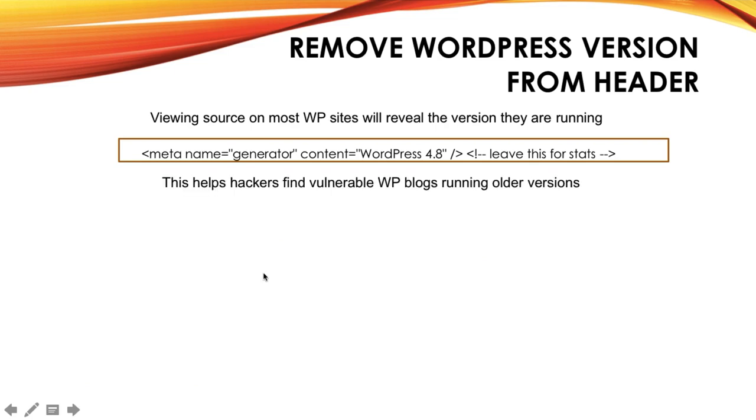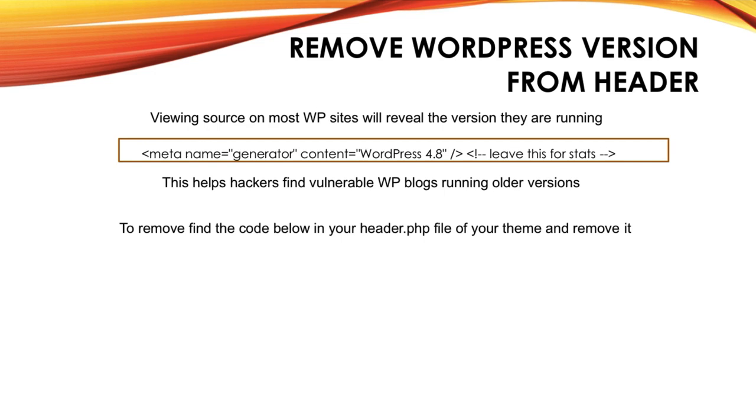This helps the hacker find vulnerable WP blogs running an older version. If you have an old version, it means they can attack you by finding the security holes inside that particular version which have since been updated. Suppose you are still using 4.7 and WordPress announced 4.8. They have written in their change log what changes were made, what security issues were found by the hackers. So they have updated those settings, and if someone is still using 4.7, it means that site is still vulnerable to that attack.